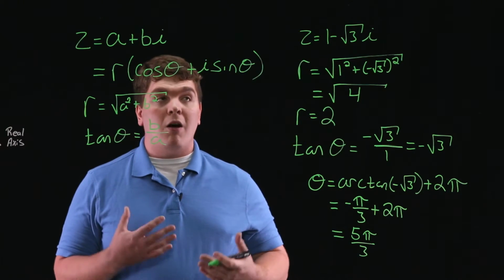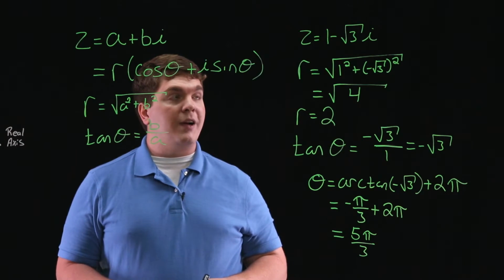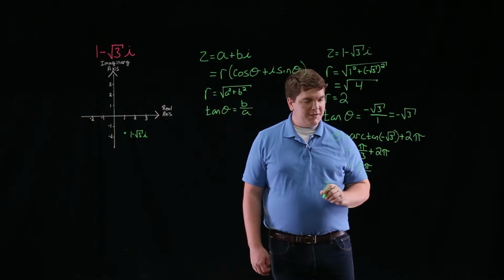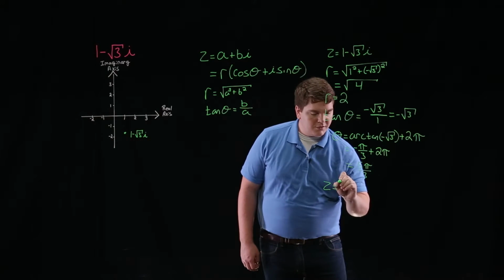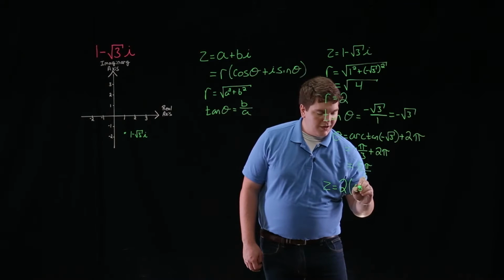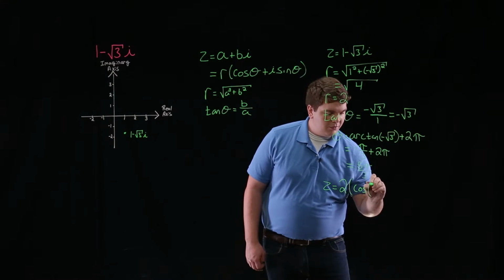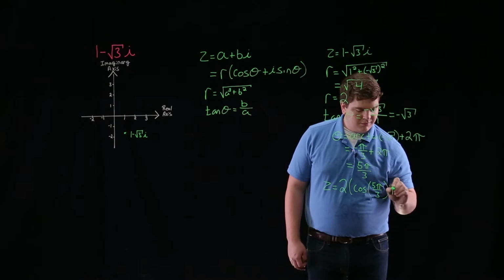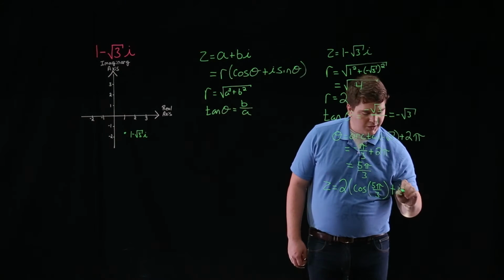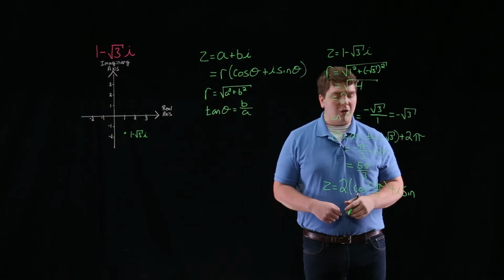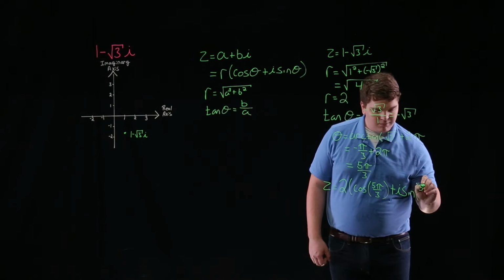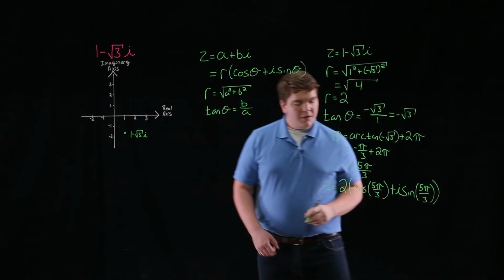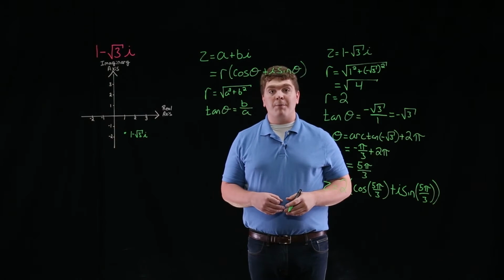So we can rewrite our number, 1 minus the square root of 3i, in trigonometric form as z is equal to our modulus, 2, times cosine of our angle, 5 pi divided by 3, plus i times sine of our angle, or our argument, which was 5 pi divided by 3 again. So here's our number written in trigonometric form.